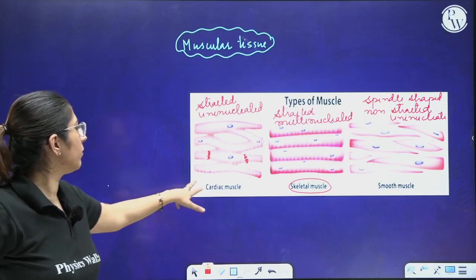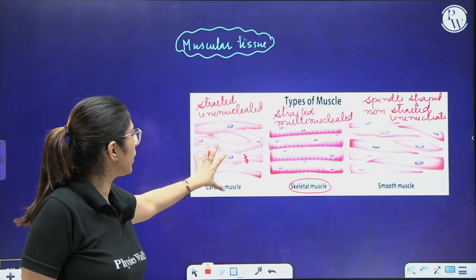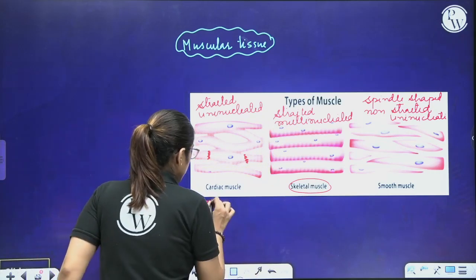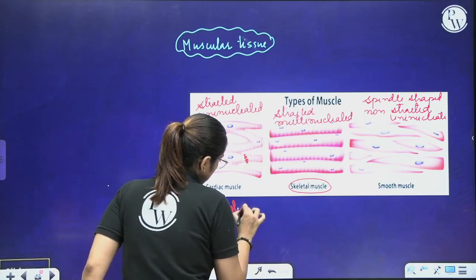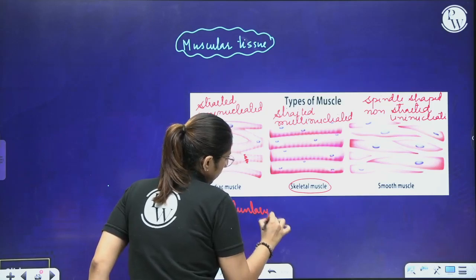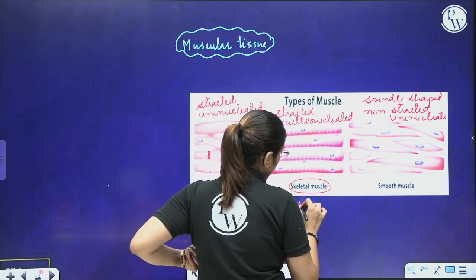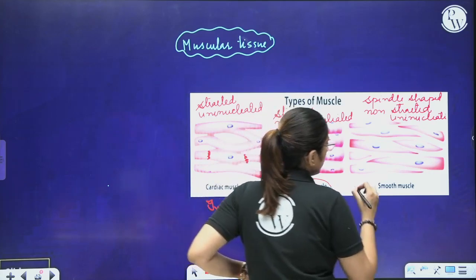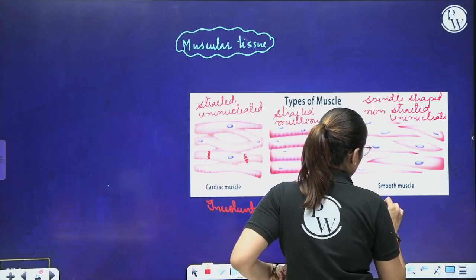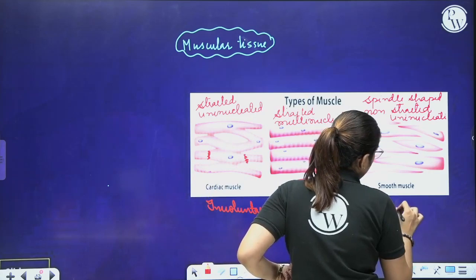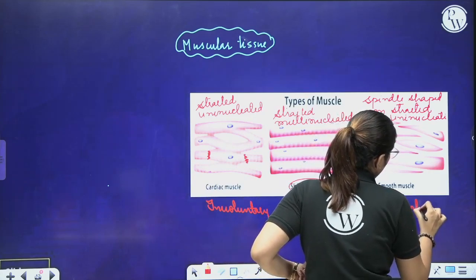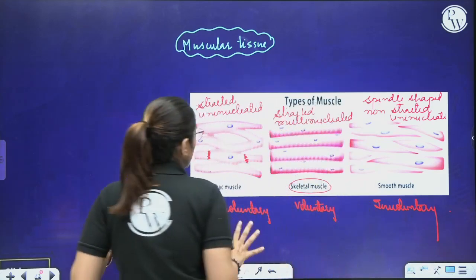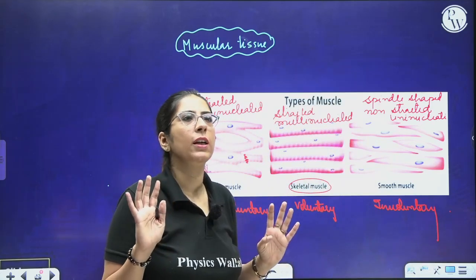Sorry, this is also involuntary, that is also involuntary, this is your voluntary muscle. This is involuntary. This is the skeletal muscle, which is voluntary. The smooth muscle is also involuntary. So in detail, we will be discussing in the chapter Locomotion and Movement how these muscles look. Clear? And the nervous tissue we will be discussing in the chapter Neural Control and Coordination.